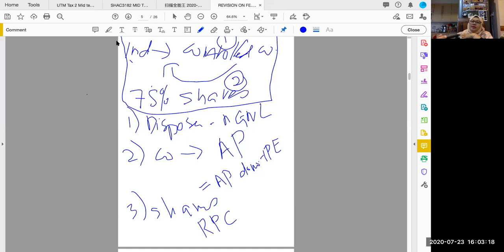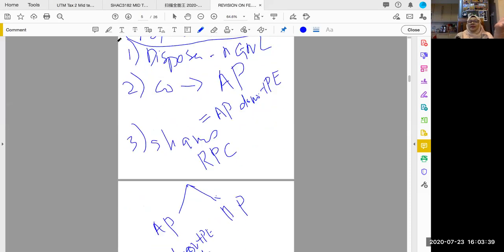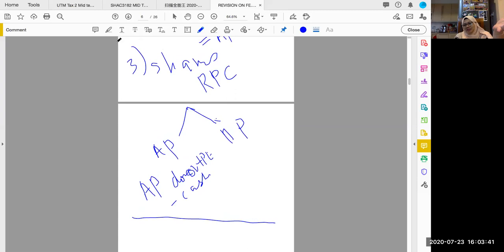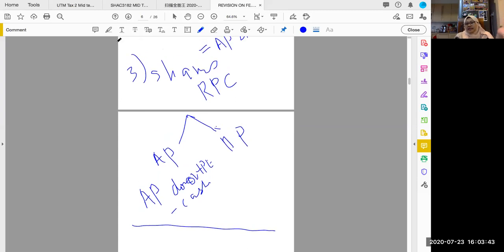So when the individual has RPC shares and disposes of the shares, you have to compute the RPGT of the shares. Whenever there is exposure to RPGT, you compute what? The acquisition price and the disposal price. Now you have to know the acquisition price of the shares. Because this is under a special scenario, the AP of the shares is the AP of the donor plus PE minus any cash.